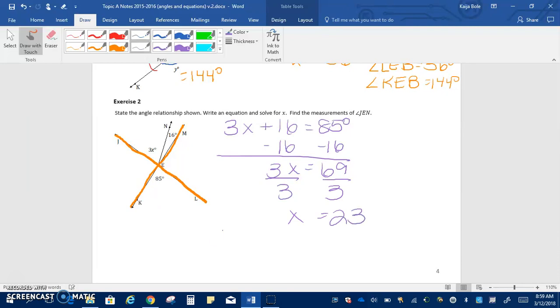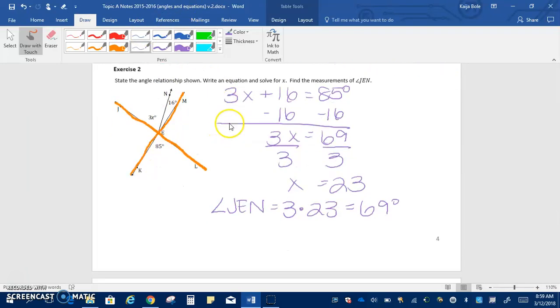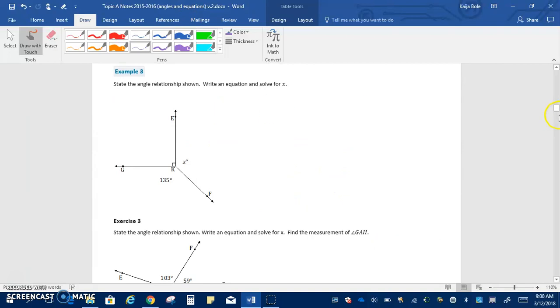So now to find angle JEN, remember we have to do 3 times 23, which would give us 69 degrees. Alright, go ahead and flip the page and do a few more here.